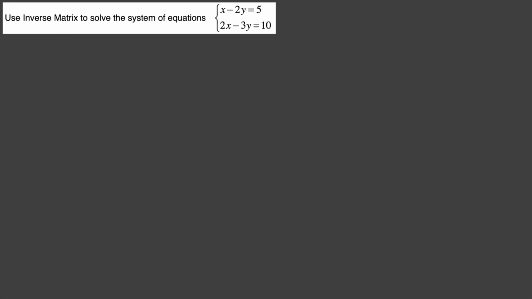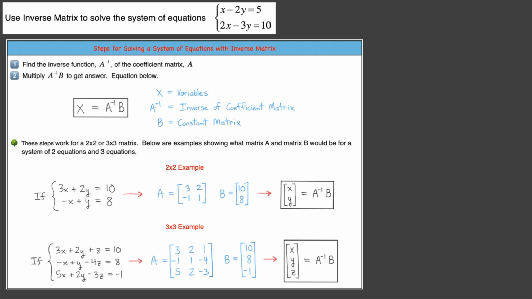Hey Kooks, this question says, use inverse matrix to solve the system of equations. Okay, so we have two equations here with two variables. Let's take a look at the steps to solve for a system of equations using an inverse matrix. So step number one is we're going to find the inverse, A inverse, of the coefficient matrix A. And step number two is we're going to multiply the inverse matrix here times the constant matrix to get our answer. So here's kind of what we're going to set up eventually in this problem.